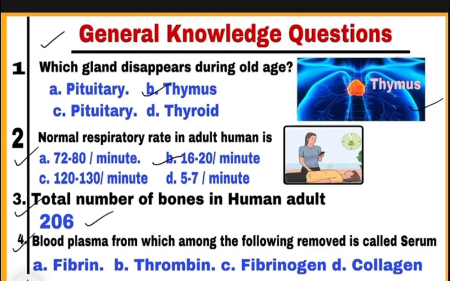Question number 4. Blood plasma from which among the following removed is called serum? When fibrinogen is removed from blood plasma, it is called serum.